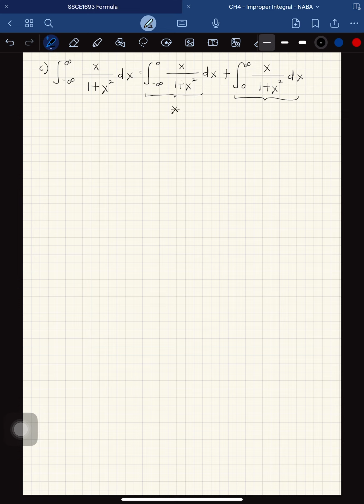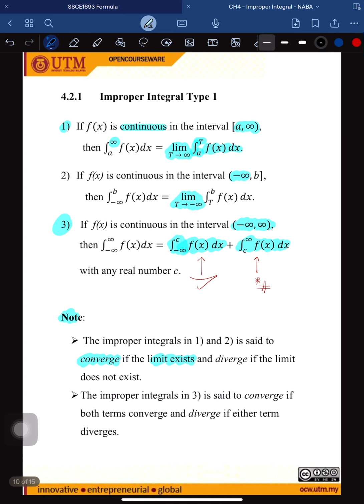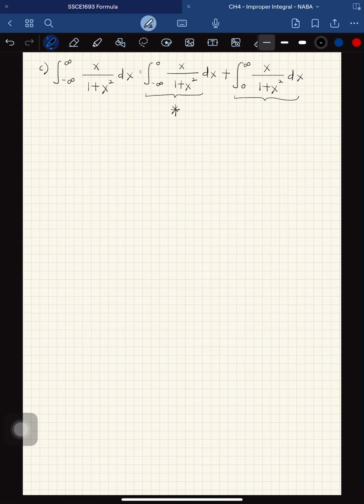If, let's say, when you solve for the left side you get the answer diverge, then you make the conclusion. Back to this: for an improper integral to converge, both terms must converge, and it diverges if either term diverges. So if this one has already diverged, you don't have to show the other one. You just conclude this improper integral diverges.